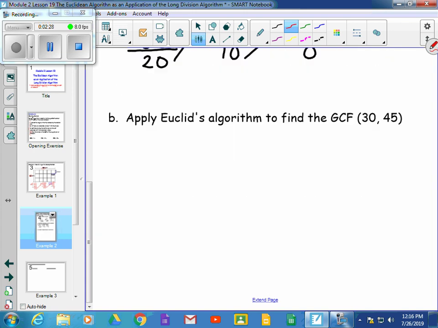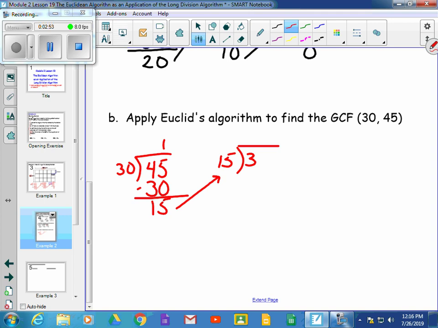Let's try it with the next one here. It says use Euclid's algorithm to find the greatest common factor of 30 and 45. Larger number divided by the smaller number. Do I have a remainder of 0? No. So repeat. Making the remainder the divisor and the old divisor the new dividend.